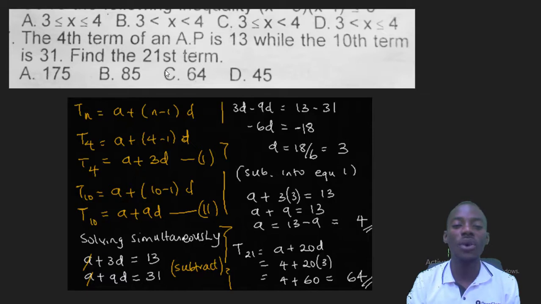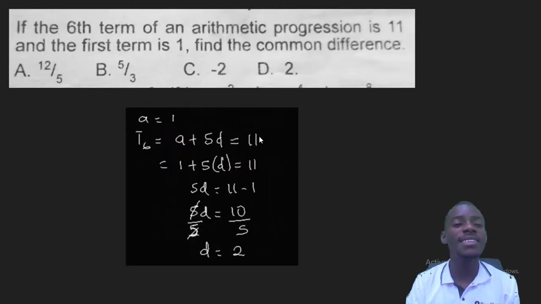Now to find the 21st term, use the formula again. It will become a plus 20d. From the formula, you plug in 21 here: 21 minus 1 is 20. Now plug in your answers: my a is 4, here is 20, and my d is 3. So 20 times 3 is 60, and 60 plus 4 is 64. So the answer is C. The answer is 64. That's how to solve AP. Please take note, it's super easy and you can do it. Let's check the next one.